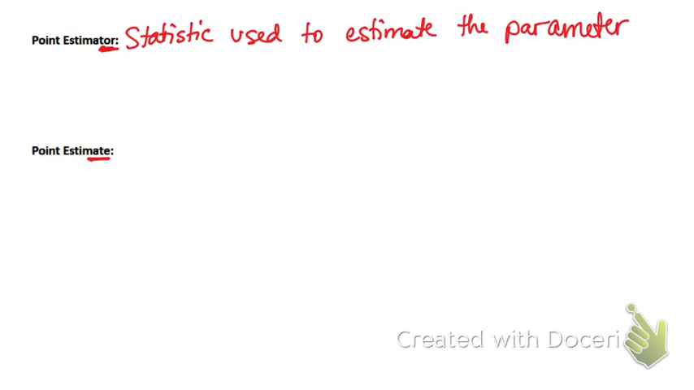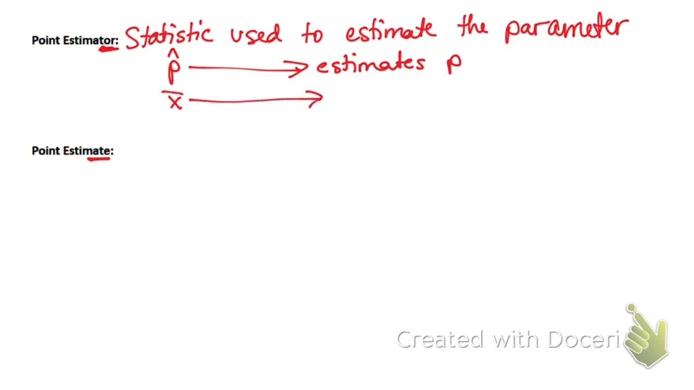Now, you guys are already familiar with these. What statistic do I use to estimate P? P hat estimates P. What statistic do I use to estimate mu? X bar estimates mu. And what statistic do we use to estimate sigma? S sub x estimates sigma.